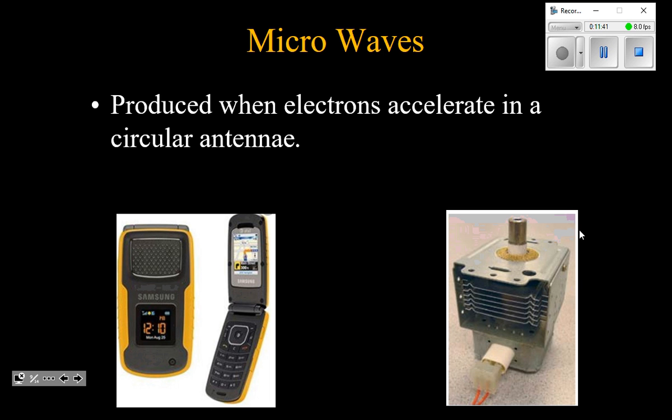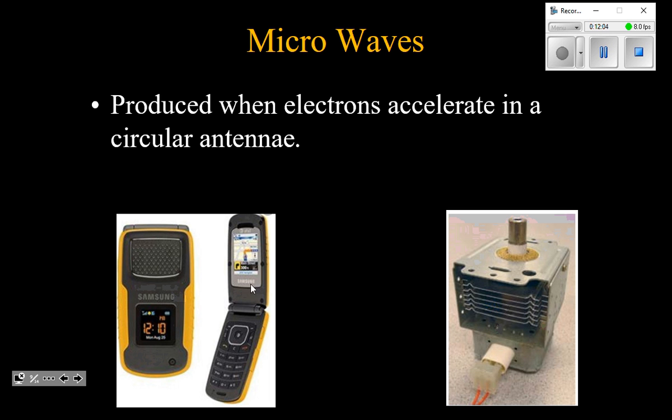Microwaves. Microwaves are a lot more popular than just the popcorn makers that are in our house. They're the leftover warmer-uppers. They're produced when electrons accelerate in a circular antenna. So they circulate by changing direction. They actually go at a constant speed. And this is the device that causes them to do that. This is a little cyclotron that comes out of a microwave, and it'll send those around.